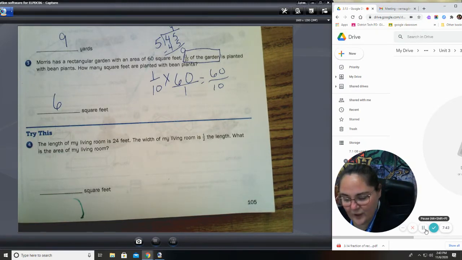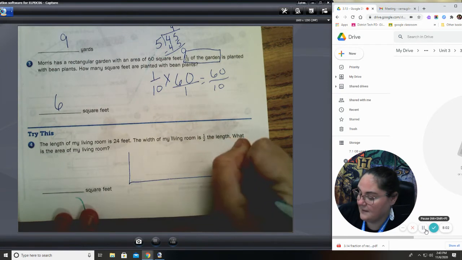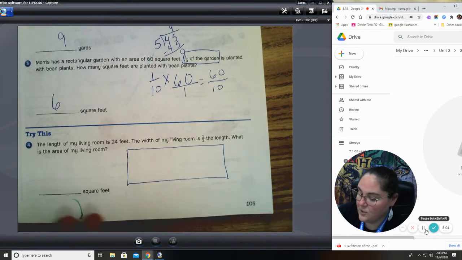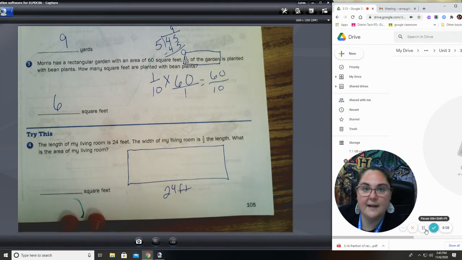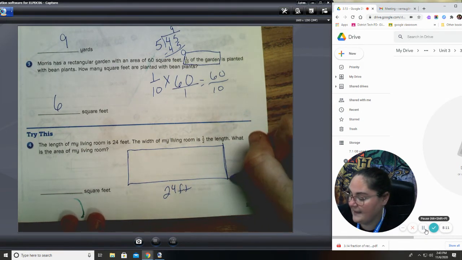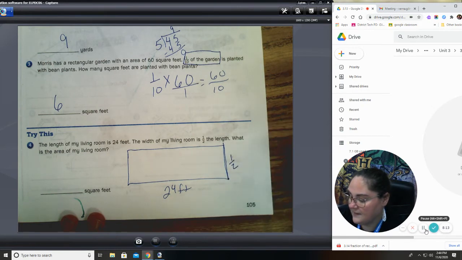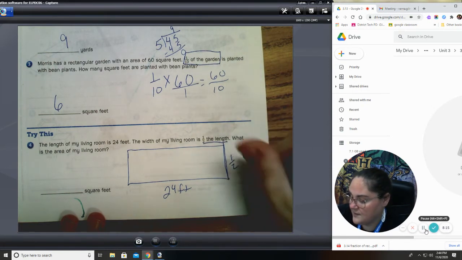The length of my living room is 24 feet. The width of my living room is half of the length. What is my area? This one is tricky. So I'm going to draw my picture to help me. So the length of my living room is 24 feet, right? The width, this part right here, is half of 24.